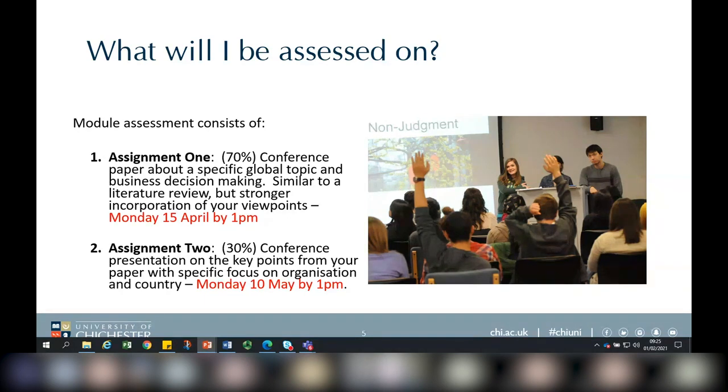Your presentation will take key points from your paper, but you're going to have a much more focus on what organisations and governments are actually doing to address the situation, and what challenges they might have overcome. So when it says country, always think what's the government doing and what specific organisations are doing.